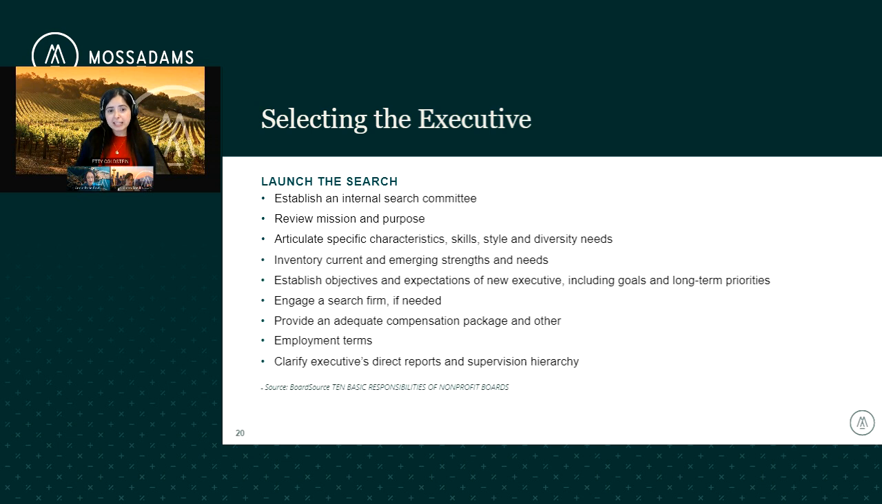And when doing this search, it is a great idea to review the mission and vision of the organization, as well as establishing clear and specific characteristics, skills, style, and any other needs that are tailored to the organization. And we suggest that you are also clear on those established expectations, goals, priorities, and supervision hierarchy. Because you want to make sure that the executive officer will be fully on board with the organizational objectives.